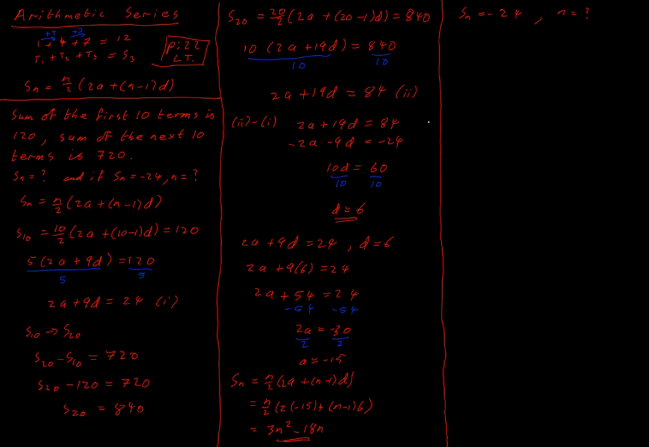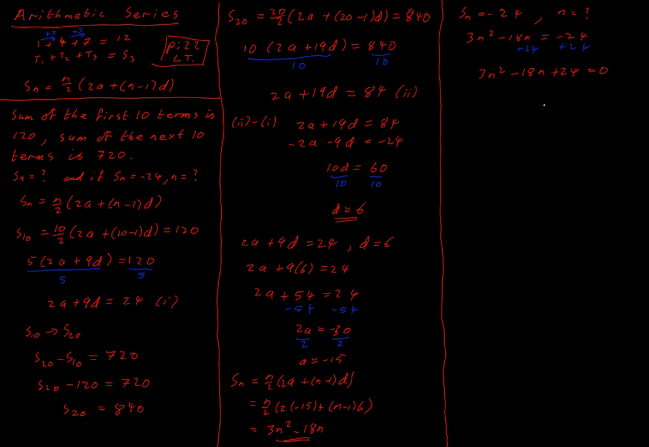So I'm just going to do that substitution. 3n squared minus 18n is equal to minus 24. When I do that substitution, I recognize that I've just got a quadratic equation. So rearrange like a normal quadratic equation, get everything over on one side. 3n squared minus 18n plus 24 is equal to 0.